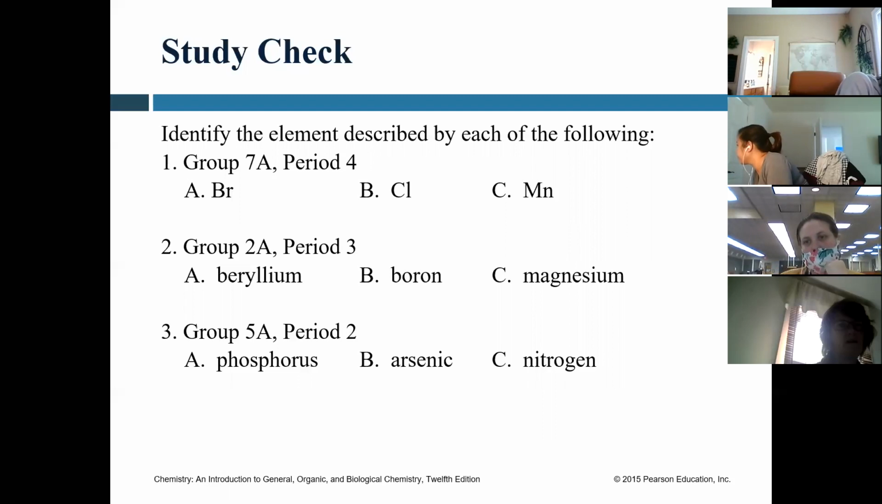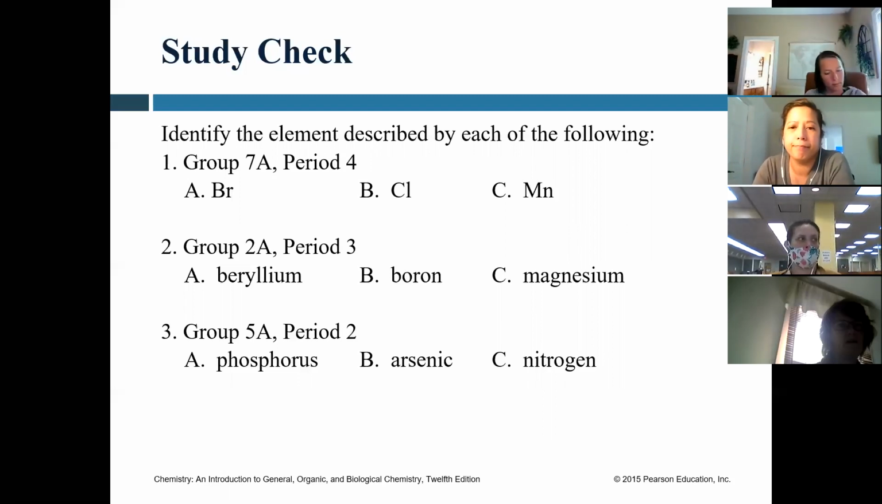All right, so number 1 is group 7, period 4. Group 7 is the column where fluorine is, our halogens. Now we want to go to period 4, but fluorine is not in period 1. Fluorine starts in period 2. So fluorine will be 2, chlorine will be 3, bromine will be 4. So the answer is bromine.